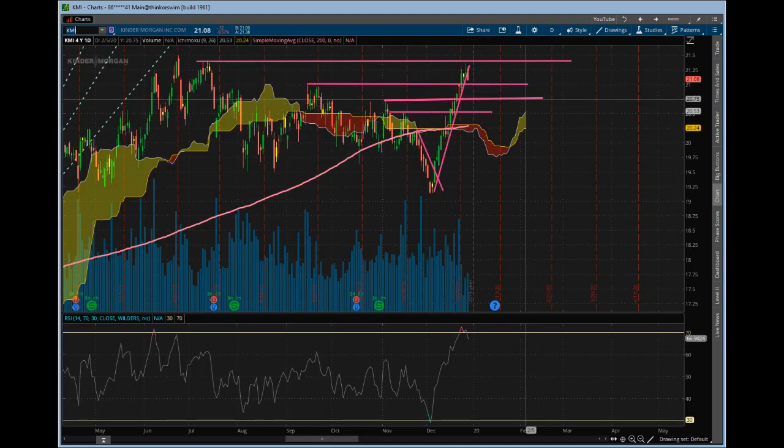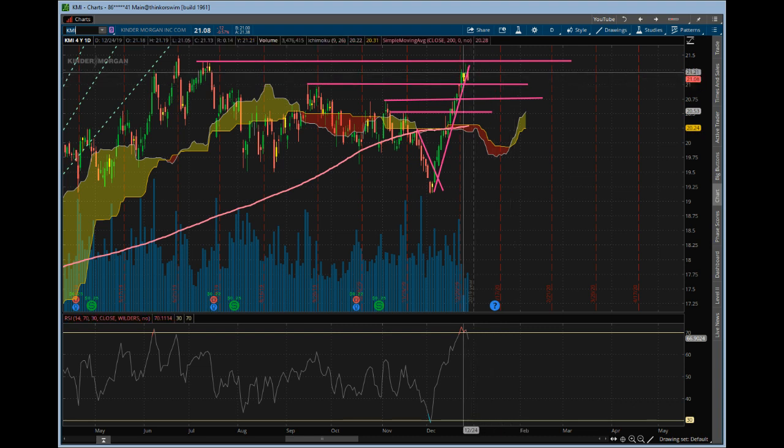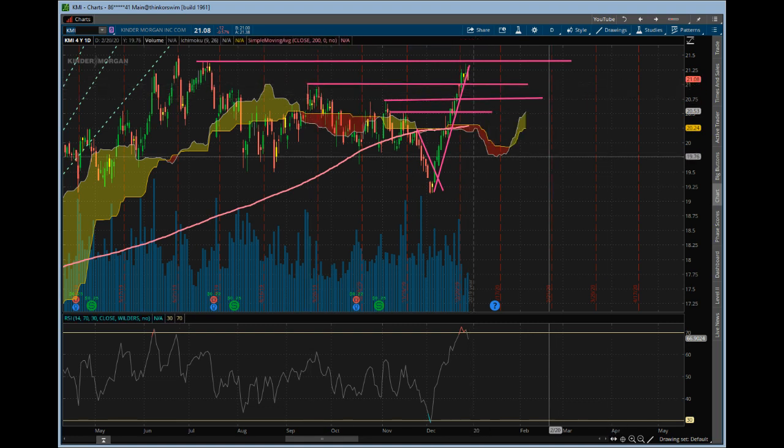And then KMI. Similar type stuff, right? Just broke down below this upward trend line right here. So see if it pushes below there. It does have a little bit of prior resistance to support, but below there, it may test that 2075 level.